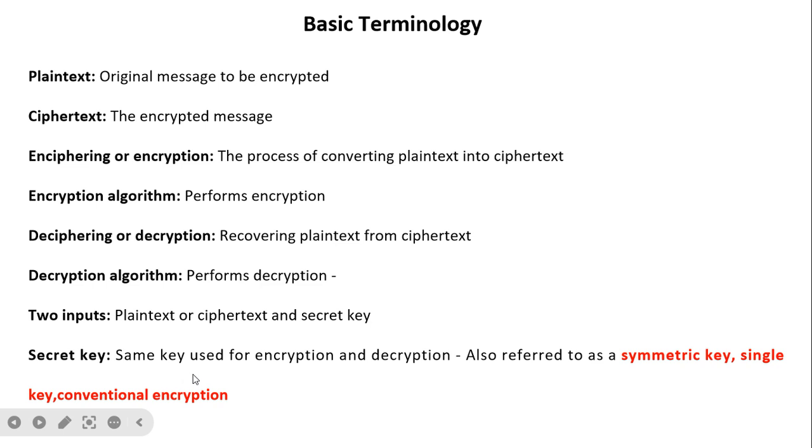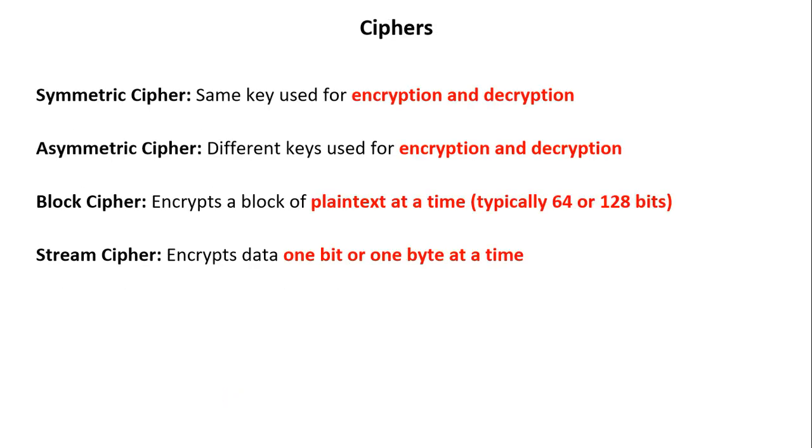Secret key: the same key is used for encryption and decryption when we use a symmetric key crypto system, also referred to as symmetric key, single key, conventional encryption. Ciphers: in a symmetric cipher, the same key is used for encryption and decryption. In asymmetric or modern ciphers, different keys are used for encryption and decryption. Block ciphers encrypt a block of plain text at a time. A block is typically 64 or 128 bits. Stream cipher encrypts the data 1 bit or 1 byte at a time.